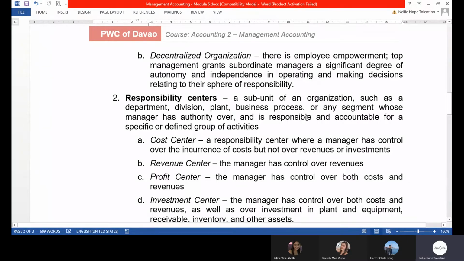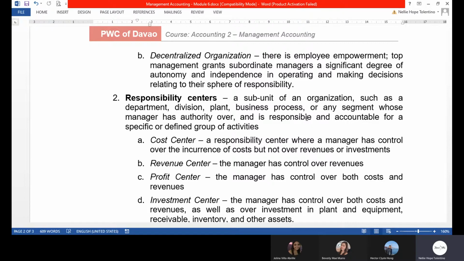For example, in a big corporation, may accounting department, may human resource department, may production, may marketing department. Yan yung mga responsibility centers. Now, a responsibility center can either be cost, revenue, profit, or investment center. So, isa-isahin natin. If the responsibility center is a cost center, the manager has control only over the costs.